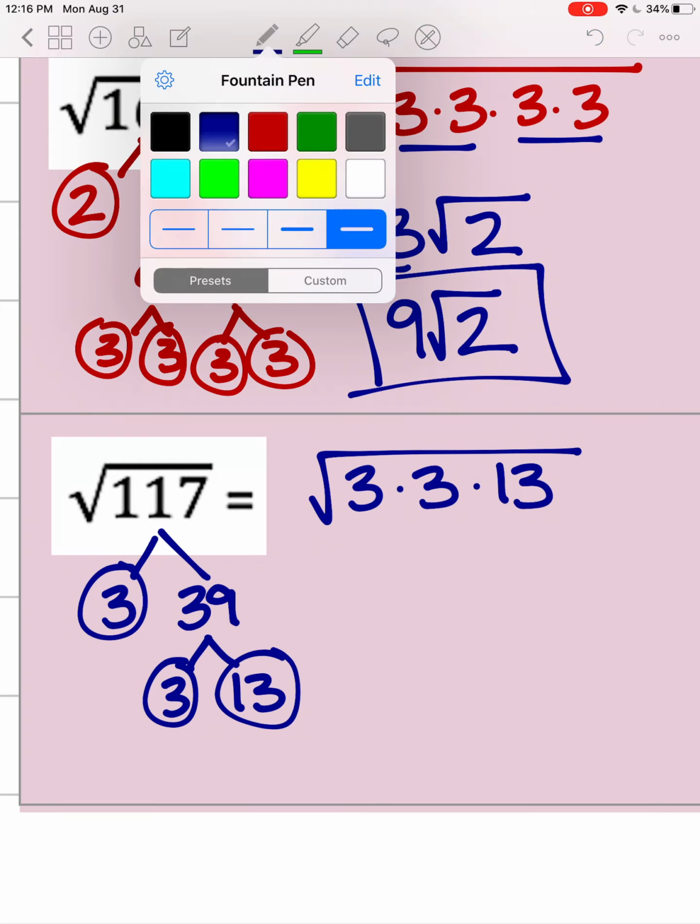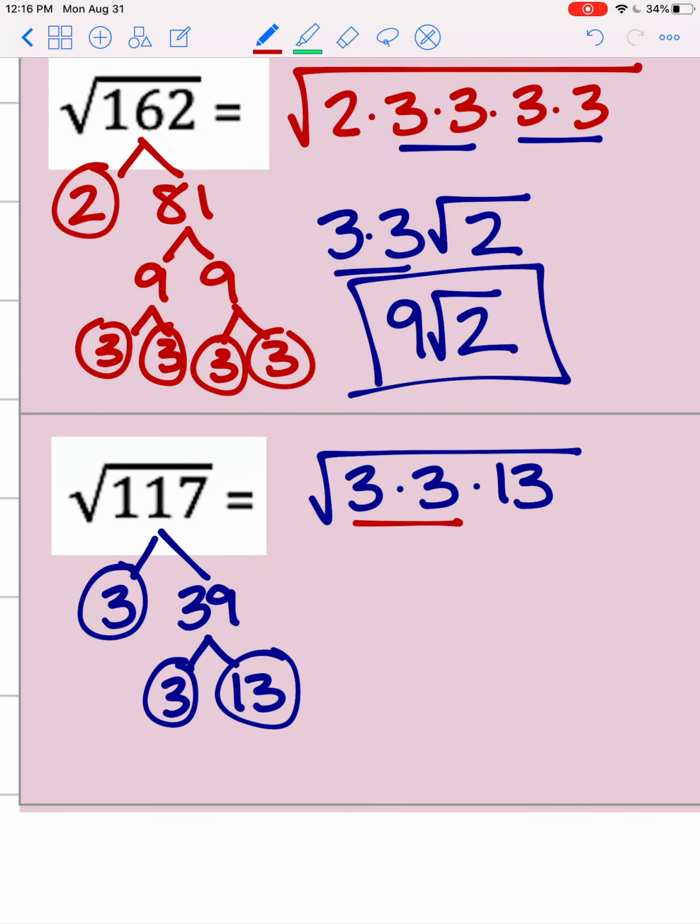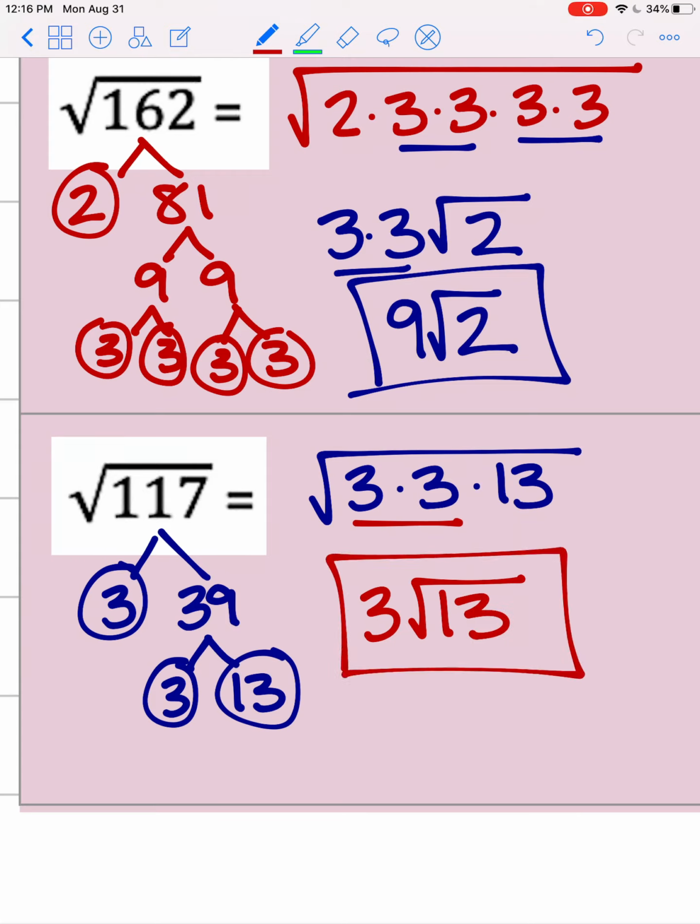2 3s and a 13. Do we have any pairs? Yeah, we have a pair of 3s. Where do our pairs go? On the outside. So I have a pair of 3s on the outside. One pair of 3, which just means 1 3 goes on the outside. And we're left with a 13. Nothing to combine. And that gives us our reduced radical. You're going to need to know how to do this for when we get into the distance formula and things like that.